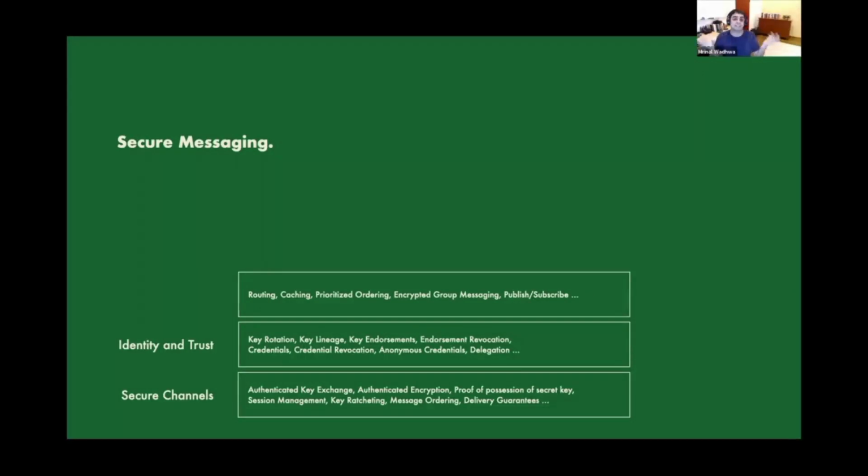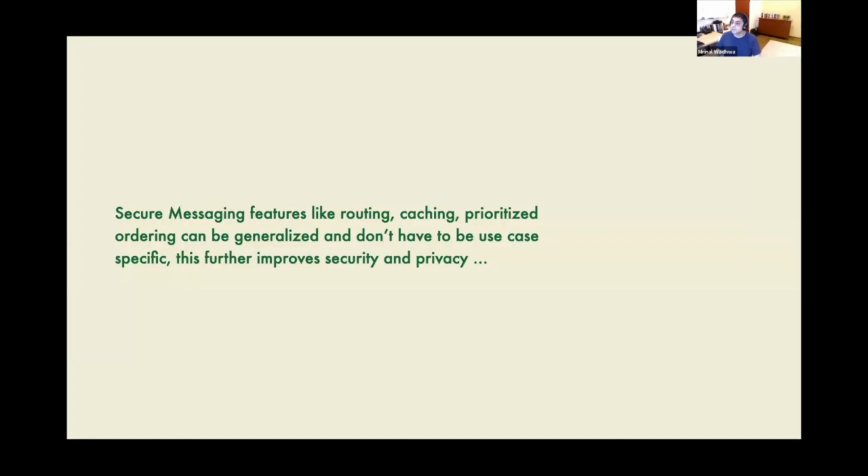So something like TLS essentially falls flat. You can't use TLS in that setting. So how do you do these group encrypted messaging, etc.? Publish subscribe may be similarly interesting. So secure messaging features like routing and caching can be generalized, and this further improves privacy and security.